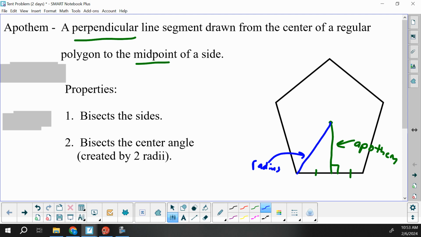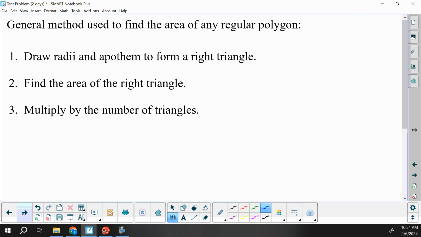And our general strategy here is we're going to find the area of one of those right triangles, and then we'll use that to find the area of the entire polygon. And we have down on the bottom there that general idea. So we'll always draw in one of the radii and an apothem, make a right triangle. We'll find the area of the right triangle. Remember, area of a triangle is just 1/2 base of the triangle times height of the triangle. And then we'll just multiply by how many triangles of that size are actually in our figure.